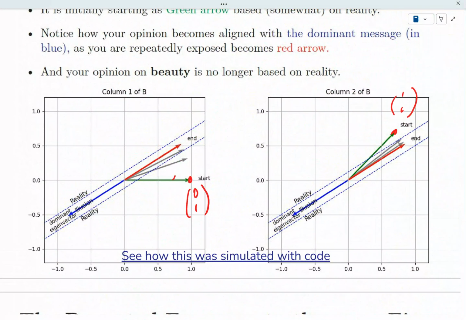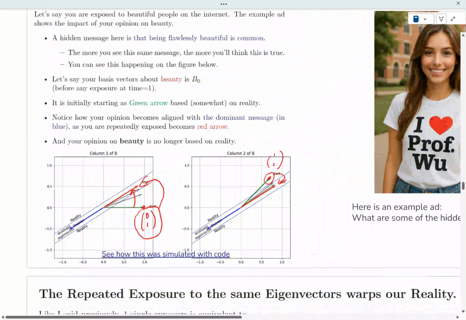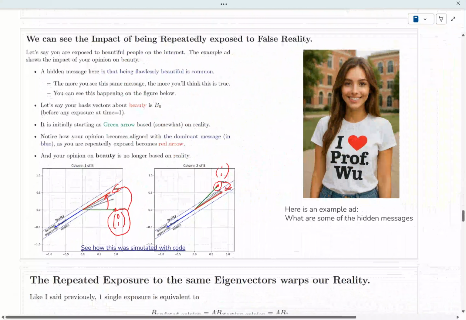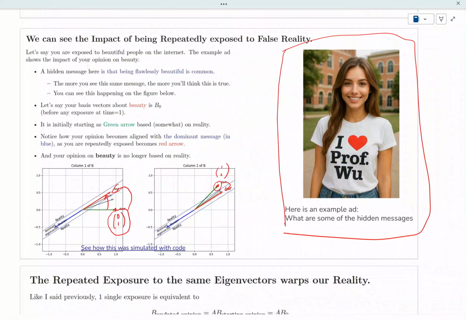If you simply multiply the vector by A over and over again with multiple exposures, eventually this vector is going to converge into this, and this vector here is going to converge into here. Both of which tell you that you end up believing the message, and it changes your perspective. Over here is a perfect example of an ad. What we see when we see ads like this is that it gives us a sense of multiple messages.